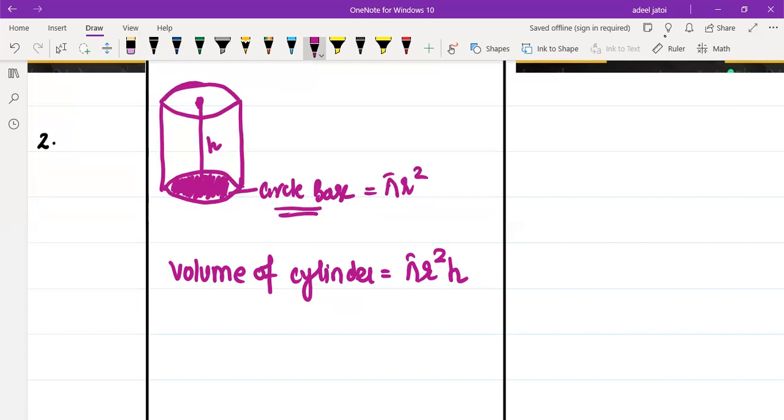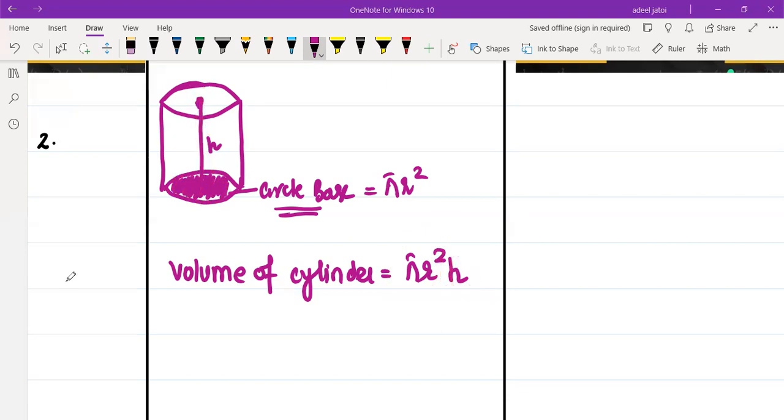It's just the basic concept that volume is base area into height. And the base is of circle, so the area of the circle is pi r square, whereas height is given. So when the height is given and the base is of circle, the area of the circle is pi r square and the height is given.